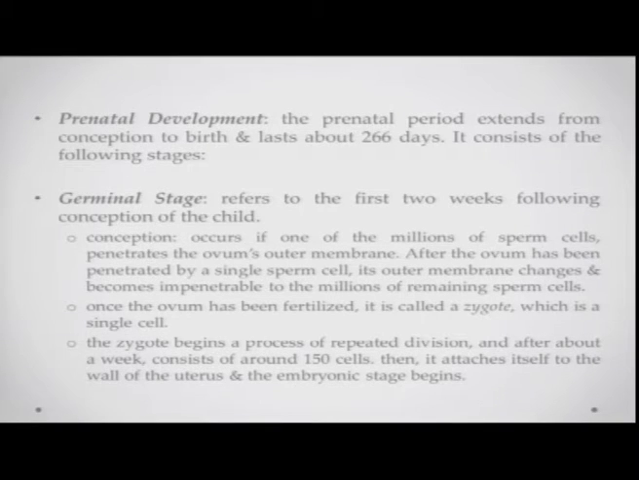The first stage is referred to as the germinal stage. It refers to the first 2 weeks following conception. Conception basically happens if one of the millions of sperm cells penetrates the ovum's outer membrane, and if it has been fertilized, this forms a zygote, which is basically a single cell. This zygote goes through a process of repeated division, which after a week consists of around 150 cells, and these cells again start dividing to lead to the formation of the child.